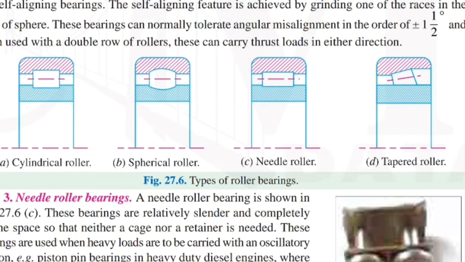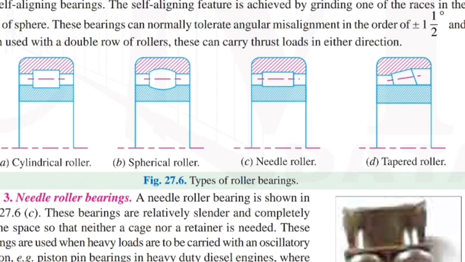Next one is the spherical roller bearing. These are self-aligning bearings. They normally tolerate misalignment between 1 and 1.5 degrees. They carry thrust loads in any direction. Next one is the needle bearing. Needle bearings are relatively slender and completely fill the space. For heavy loads with oscillatory motion conditions, we prefer needle bearings. The best example of a needle bearing application is piston pin bearings in a diesel engine.